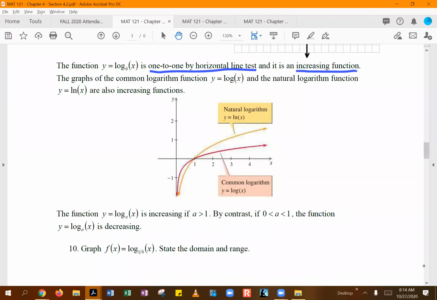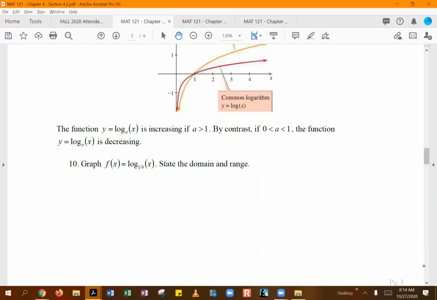For that matter, look at the graphs for your common log and your natural log functions. They also look very similar to the graph we just talked about. So they are also going to be increasing functions. You can see our x-intercept is at (1, 0). You have your vertical asymptote at the y-axis. So a lot of those properties will definitely stay similar. Just keep in mind when your base is greater than 1, your function will be increasing. If your base is between 0 and 1, your function will be decreasing.